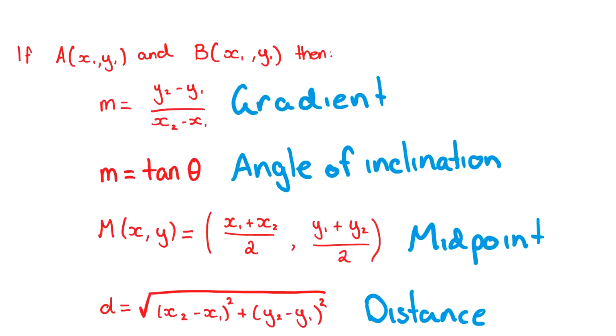To end the video, we'll quickly do a recap of all the formulas we used. Given that you have two coordinates, x1, y1, and x2, y2, so A and B, the gradient is found using the top formula. The next formula is your angle of inclination. The second last one is your midpoint, and the last one is your distance formula.